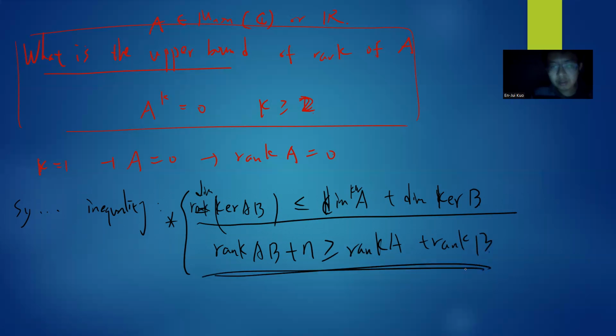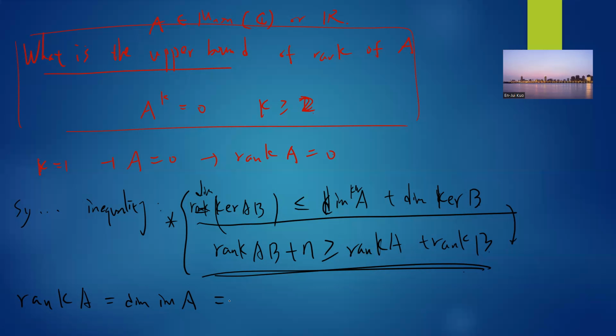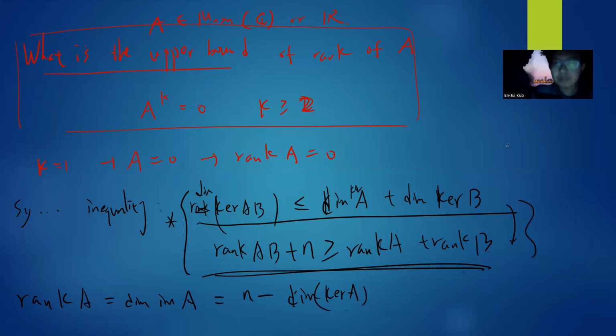As in the previous video, you can show these two are equivalent. The rank of A is the dimension of the image of A, and using the nullity theorem that becomes n minus the dimension of the kernel of A. So we can prove these two are equivalent to each other.